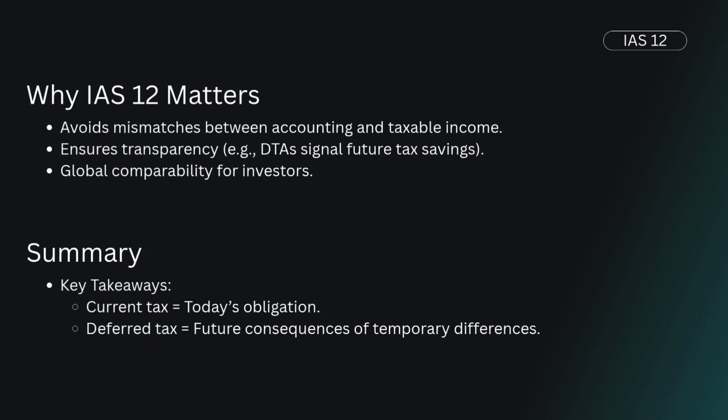Why IAS 12 matters? IAS 12 avoids mismatches between accounting and taxable income. It ensures transparency, for example, DTAs signal future tax savings. It is helpful in global comparability for investors.